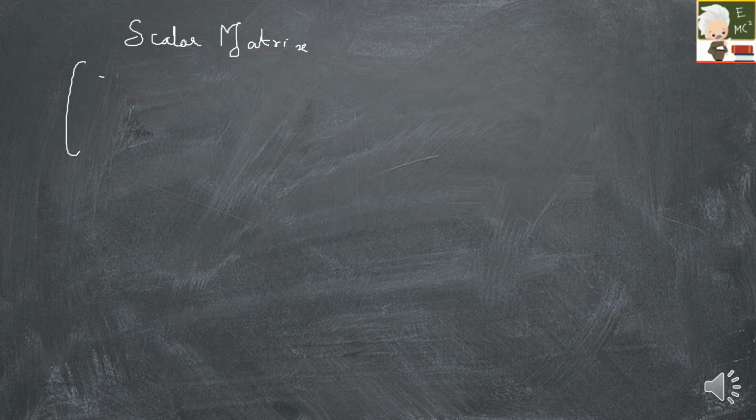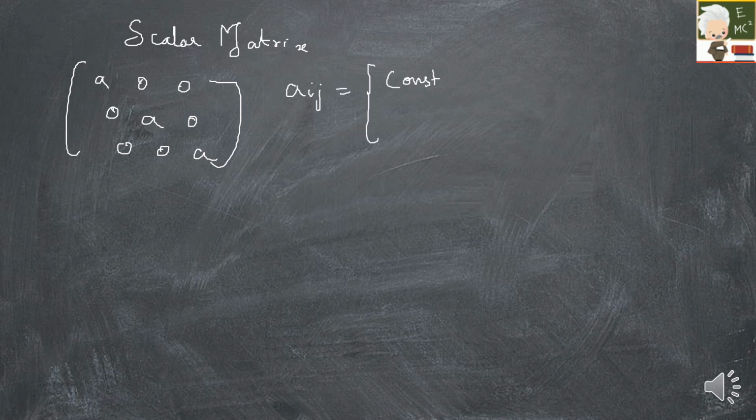So here it is. This is how it looks: 0, 0, 0, A, 0, 0, 0, A. So this is an example of a scalar matrix. I can represent it as Aij is equal to a constant when i is equal to j, and it is 0 when i is not equal to j.